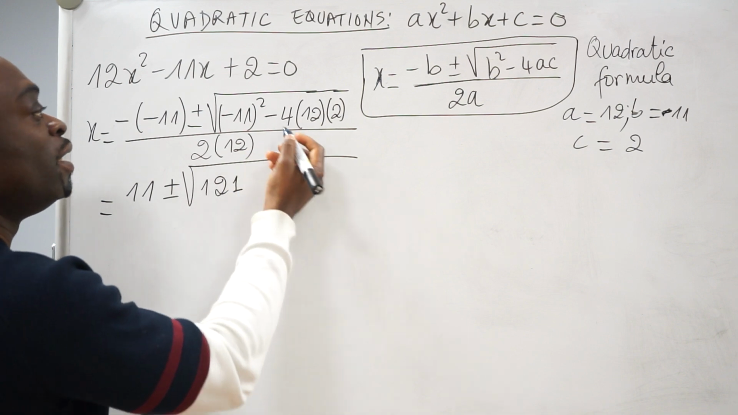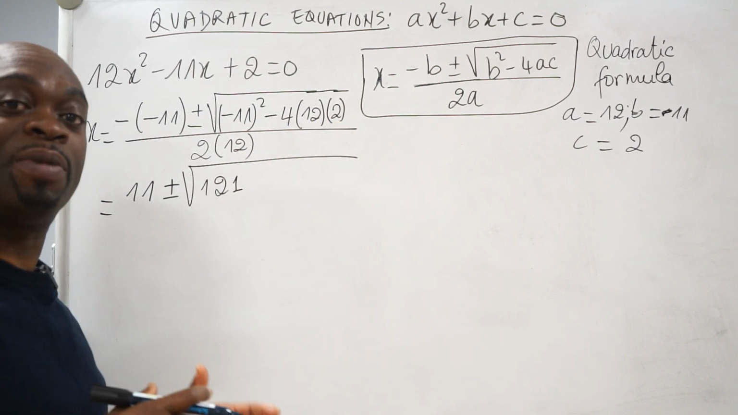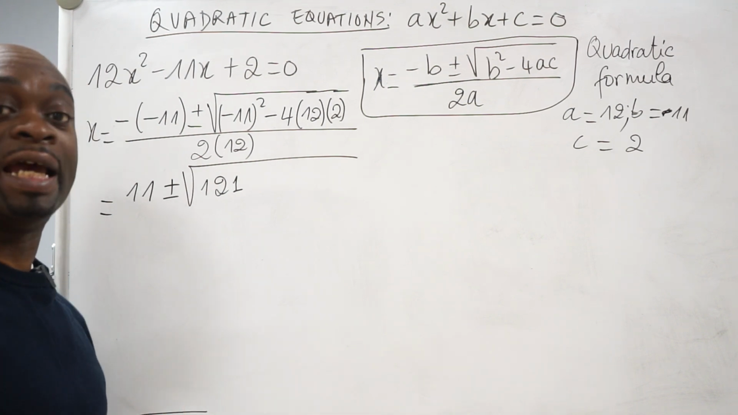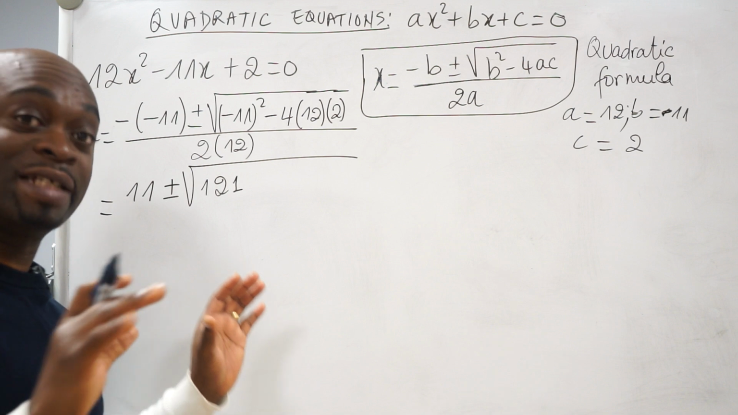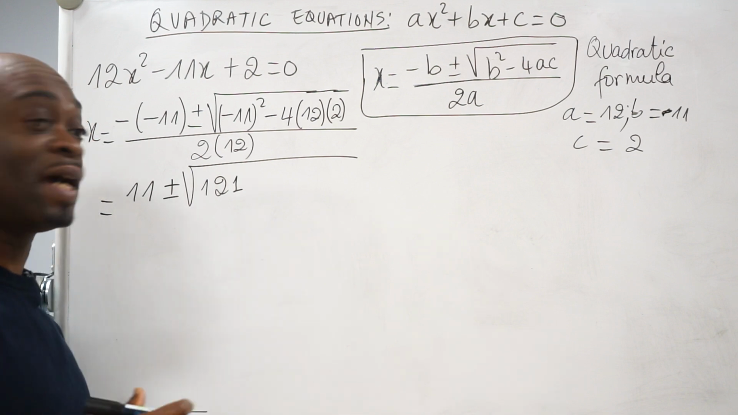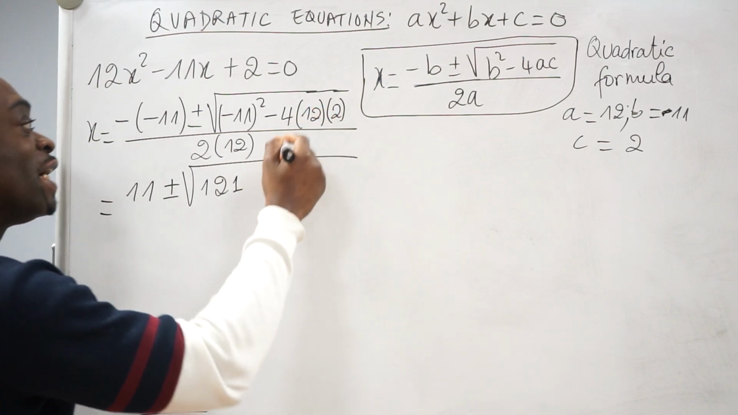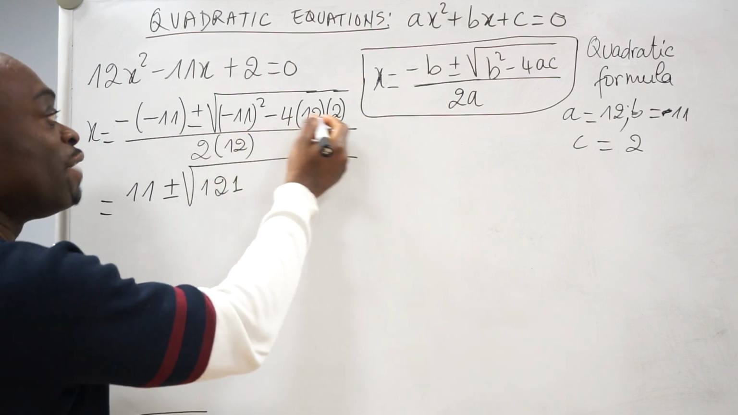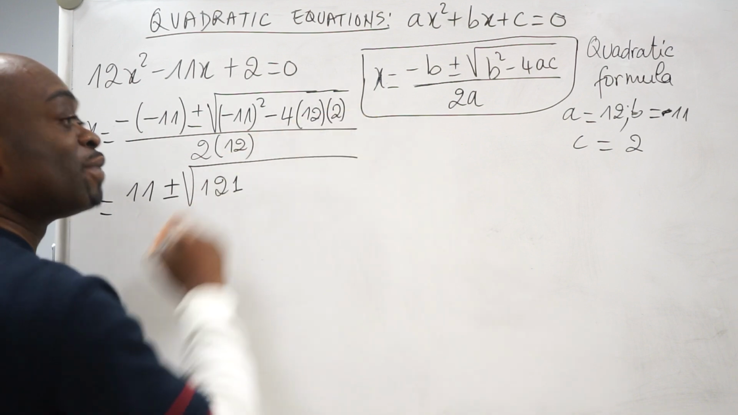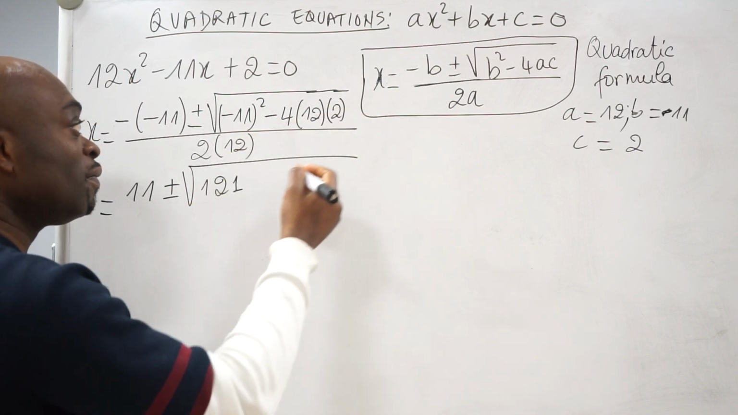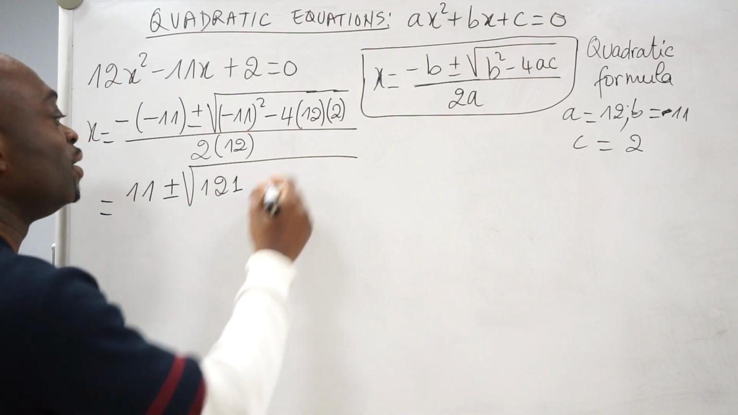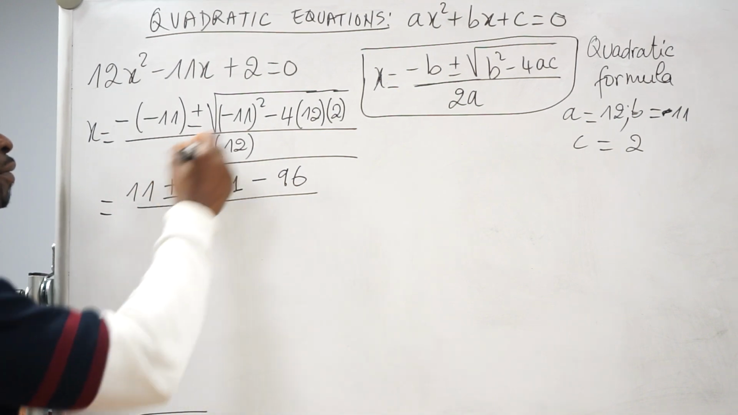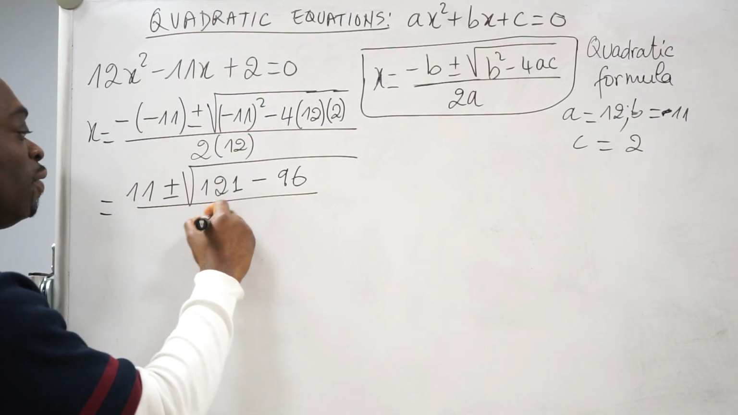Now let's say you're doing these problems without using calculators. That's what we're doing so far. If you are allowed to use calculators, that is fine, but let's assume that we cannot use a calculator and see how we deal with these problems. So now we have negative 4 times 12 times 2. Negative 4 times 12 gives us negative 48, and negative 48 times 2 gives us negative 96. Then we're dividing this by 2 times 12, which is 24.